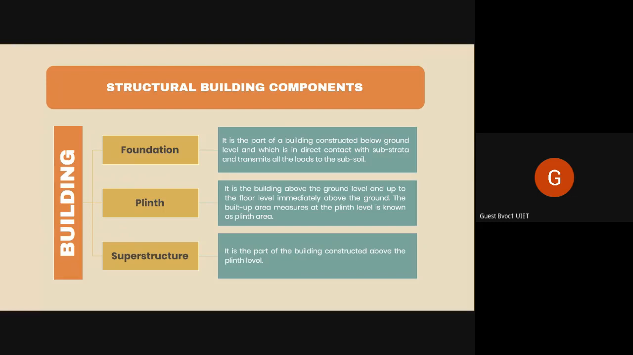So, any building, no matter how small in scale or large in scale, can be divided into three different parts vertically. One is the foundation, the other one stacked above it is the plinth, and the part above it is the superstructure. Foundation, as you all know, is the part of the building that is constructed below ground level and it is in direct contact with substrata and transmits all the loads to the subsoil. Now, what does that mean?